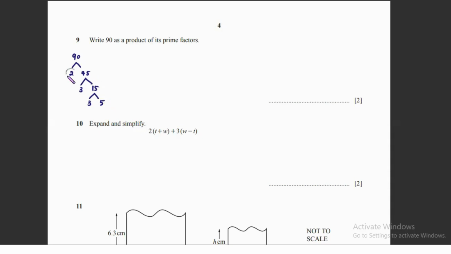So all these numbers that we have here, they are all prime numbers. So that is when we know that we have completed the factor tree. Now this 90, I can now write it using the prime numbers here as a product. So I would write it as 2 times 3 times 3 times 5. So when we multiply them all, it will make a 90. So I can also write this as 2 times 3 squared times 5. This is how 90 is written as a product of prime factors. Let's move on to question 10.